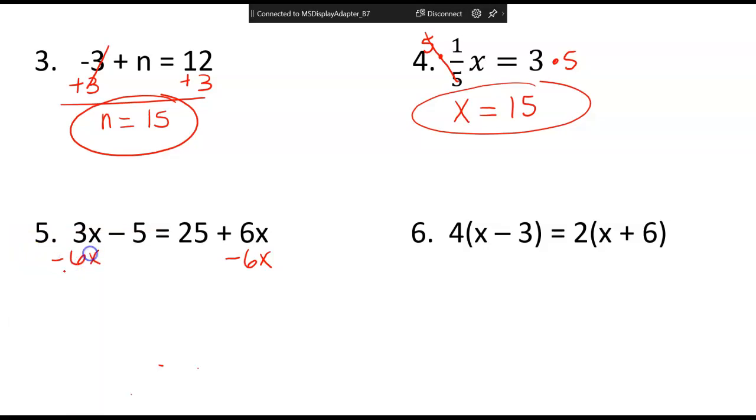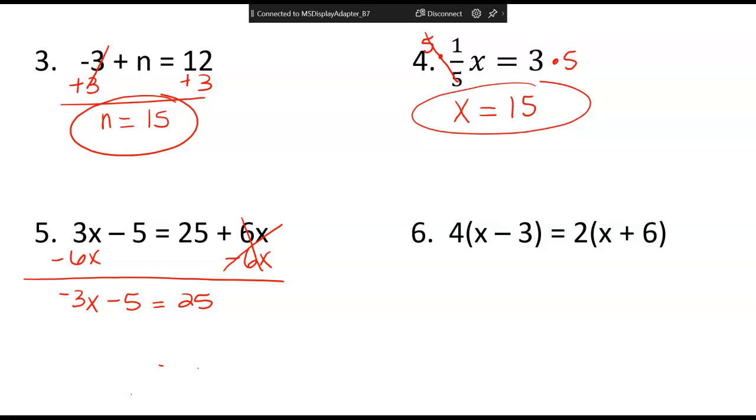So I'm going to subtract my 6 over here. So that's going to give me a negative 3x. Bring down that minus 5 and bring down that 25. Those 6x's are gone. If I wanted to, I could have also taken that 3x and subtracted it over to the 6x. It does not matter.